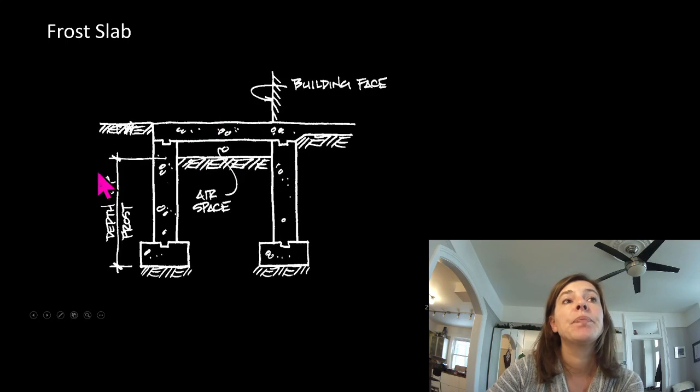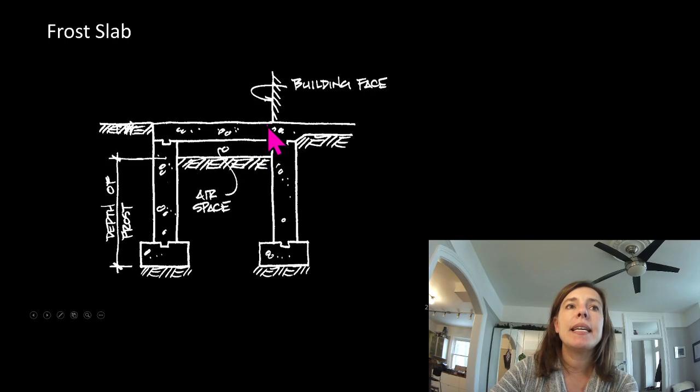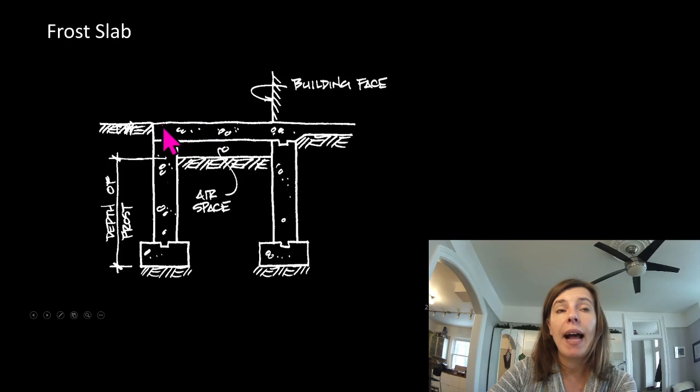So where do we do frost slabs? They're often very important at major means of egress in a building. The idea is that for barrier-free access, we need this to not have a lip at the door. Back in the day, what they did was just drop this down, and who cared if it heaved? We just had a step here.